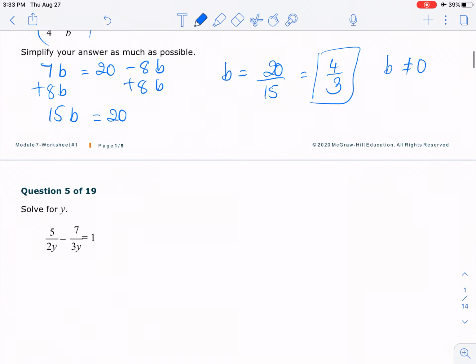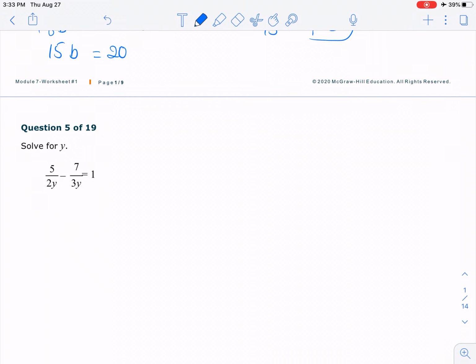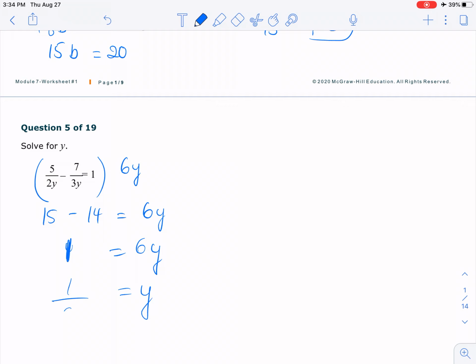Now same thing over here. Like I said, you can multiply everything by the LCD. In this case, the LCD is 6y. So the first one, I have 15. The second one, I have 14. And then you multiply 6y by 1, you get 6y. So we have 1 equals 6y. So y is 1/6. In this case, y cannot be 0.